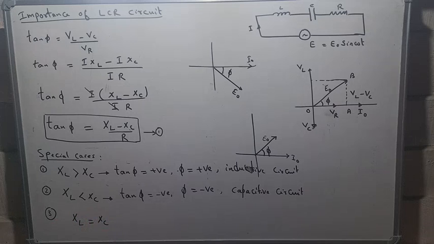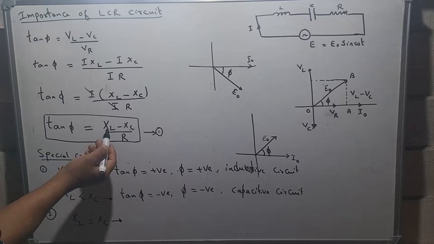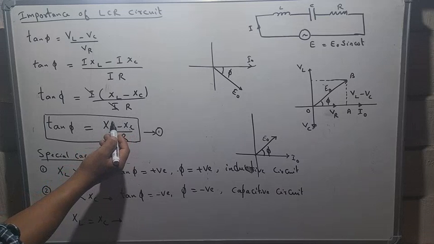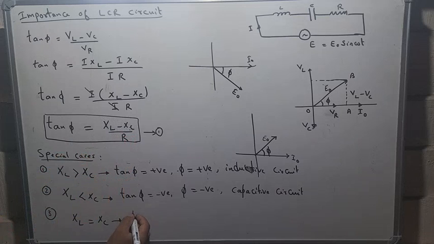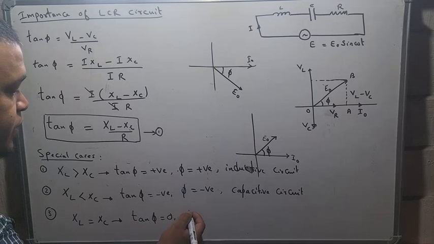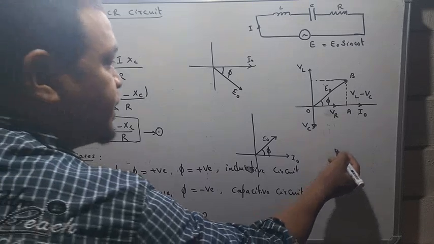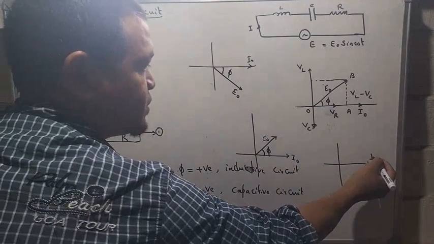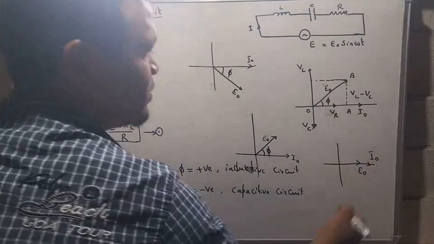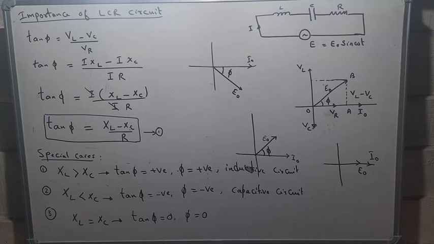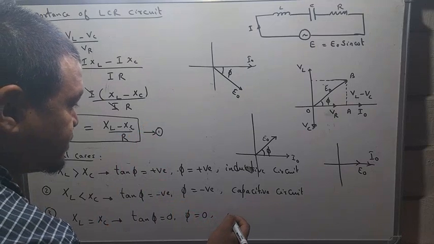All right. Case number three, which is a very important case, is when XL is equal to XC. When XL is equal to XC, this value will be 0. So 0 upon R will be 0, so tan phi will be 0. If tan phi is 0, phi is equal to 0. Phi is equal to 0 when the circuit is purely resistive, which means in a phasor diagram, if this is the current I naught and this is the EMF, both are acting in the same direction, in which the angle phi is 0. So this is a purely resistive circuit.